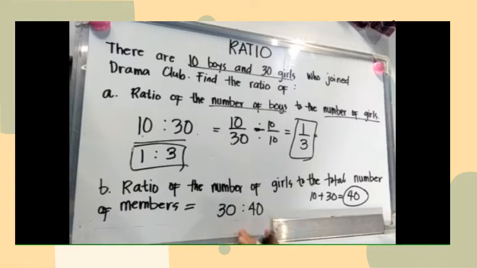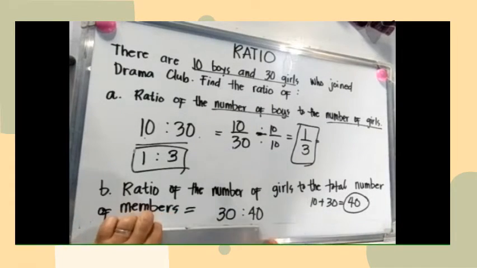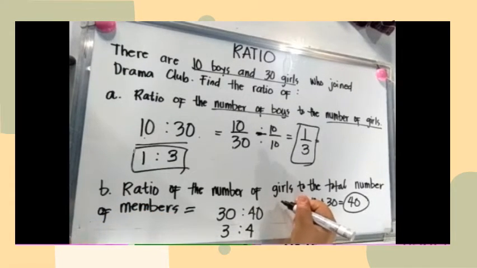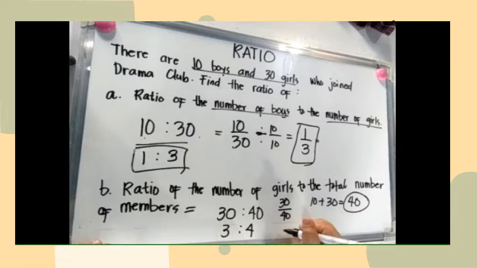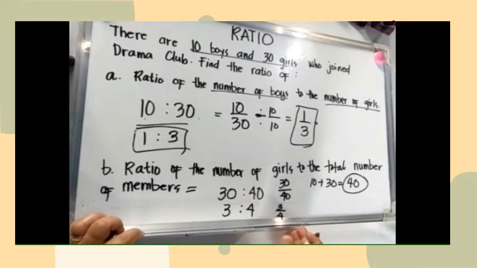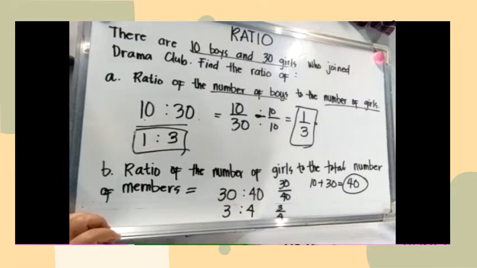Is this the final answer, class? Not yet, because 30 is to 40 can be divided by 10. So we have 3 is to 4. And it can also be written in fractional form: 30 over 40, so we also have 3 over 4. Did you get it? Ratio is easy, right? Easy. Okay?